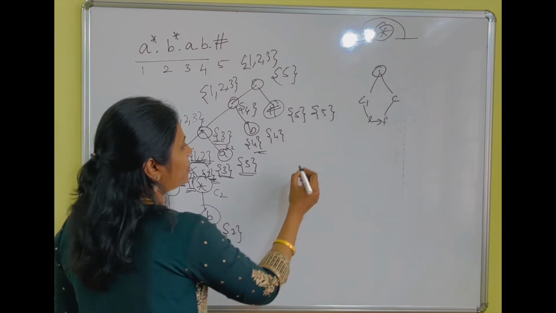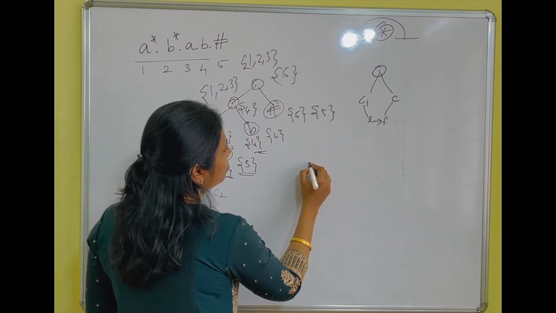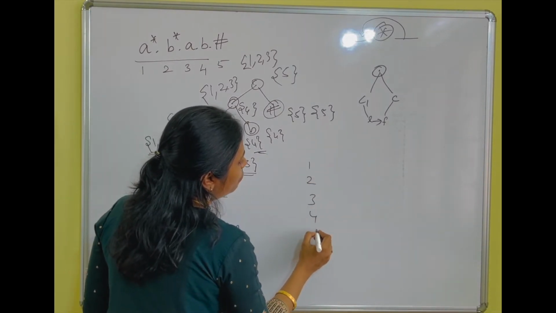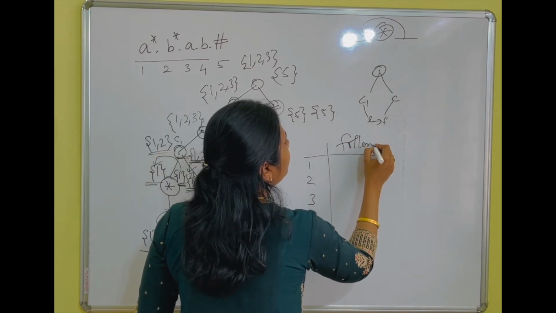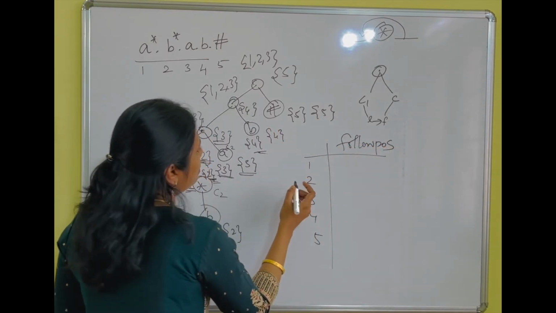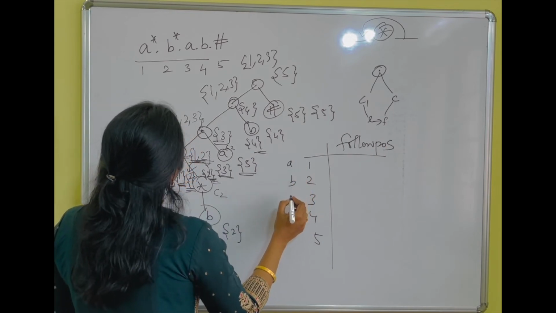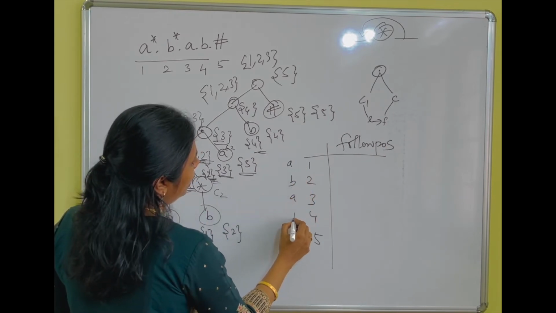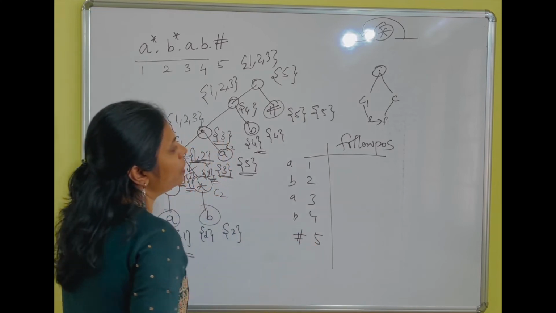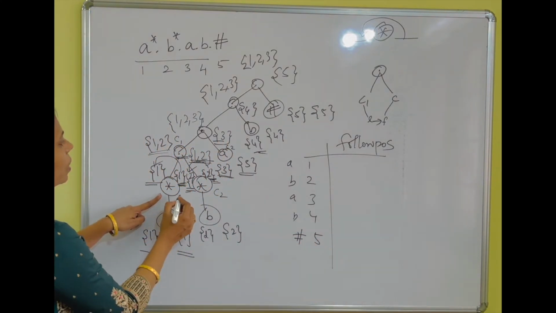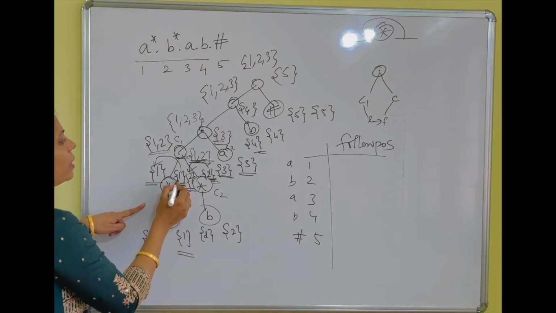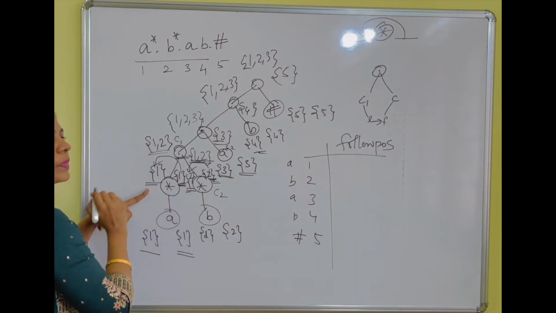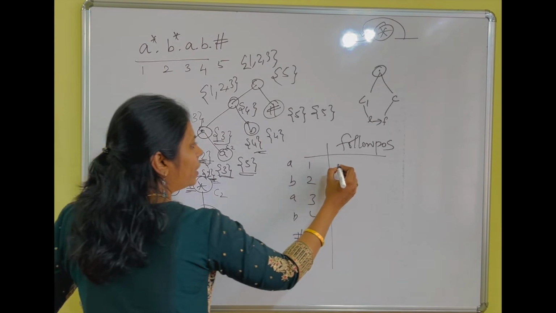Now let us go to the sum. First step is to write the states. 1, 2, 3, 4, 5, we have five states. And then also the input symbols. Okay, write the input symbols. We have A, B, and hash. Okay, so now we will start with the star node. So I already told you, according to the star node rule, this 1 is always followed by the firstpos of 1. So write it 1.